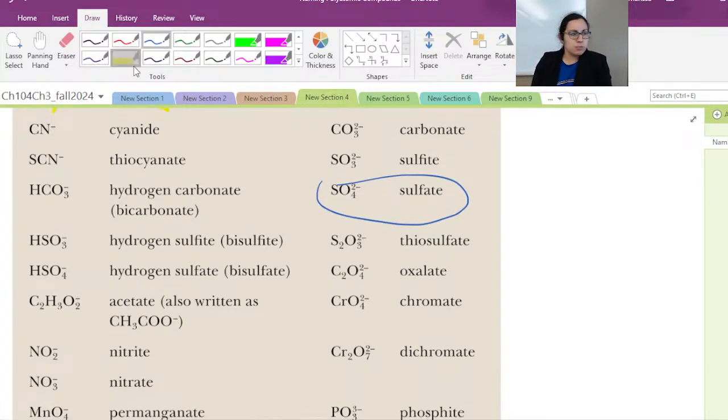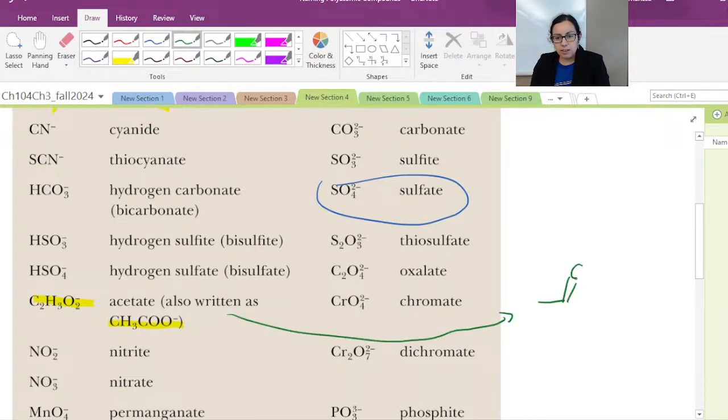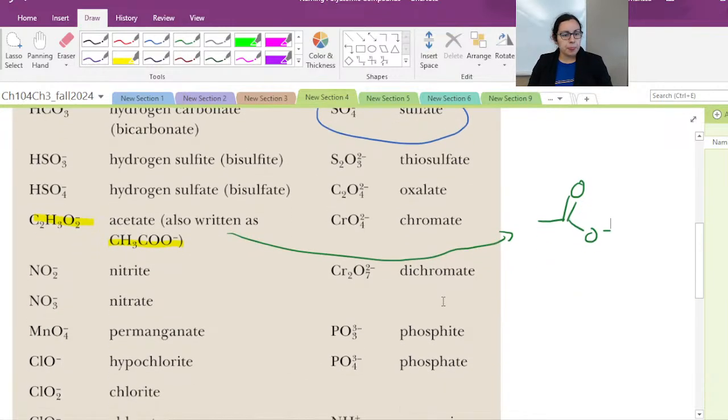Acetate is one that always throws off students because it's written in two different forms. Sometimes it's just C2H3O2 with the negative charge, or it's written as CH3COO. And we could draw out what acetate looks like. So this is acetate, the little structure. This is an organic molecule. Acetic acid would be the acid, but that's jumping into our last week when we'll talk about this in more depth. So that just translates that.